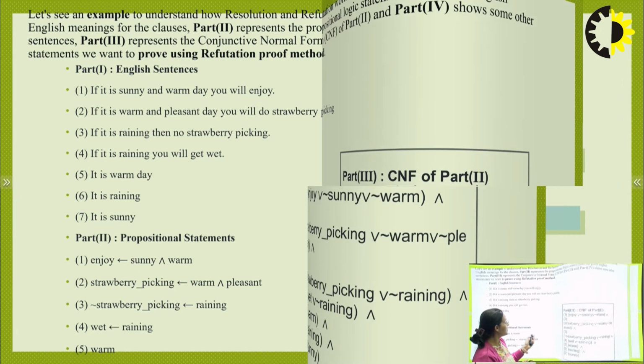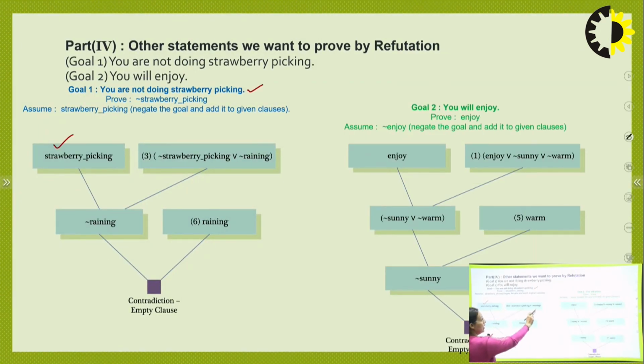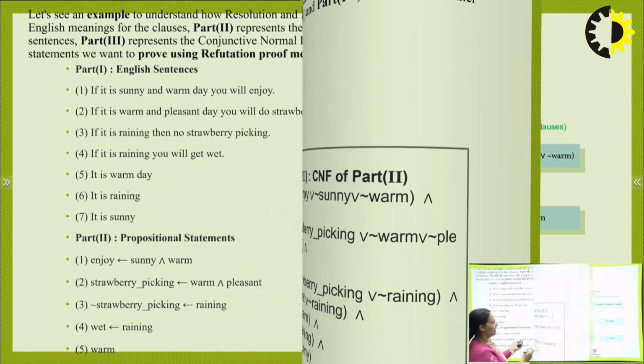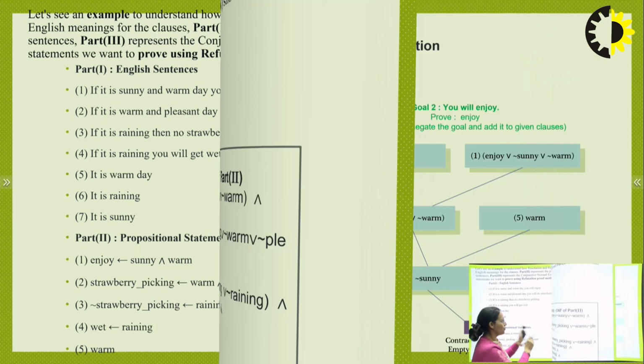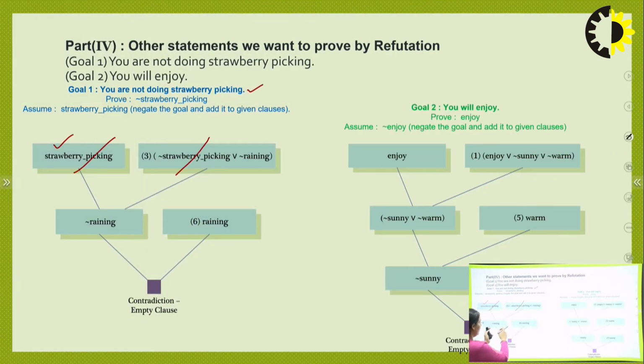So I'll keep the third statement here. And again, the process of contradiction, that means conflicting terms, will be cancelled out. So that means strawberry picking is being cancelled out against not strawberry picking, which comes up with the not raining term. Now, not raining term is, again, if I infer to this information, the sixth statement claims to be raining. So I keep this sixth clause here, and again cancelling out the same term. And finally, in this way, I am getting some empty clause.